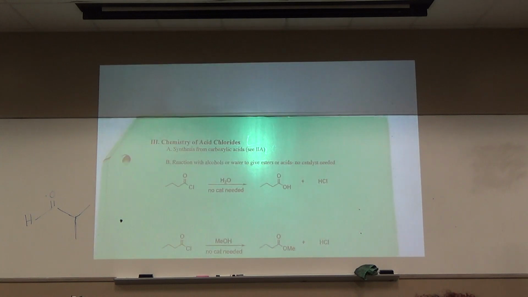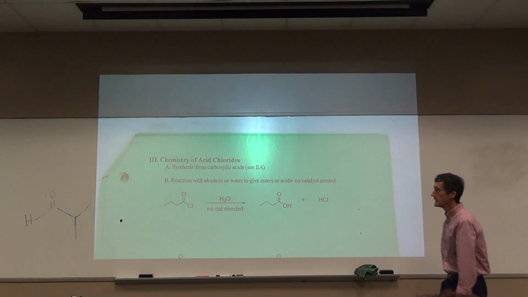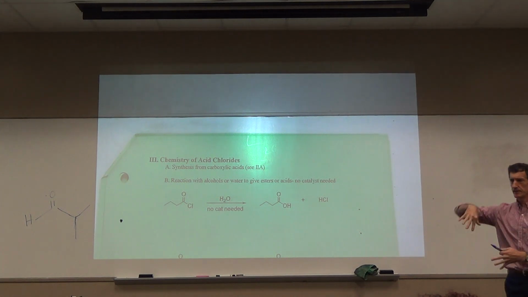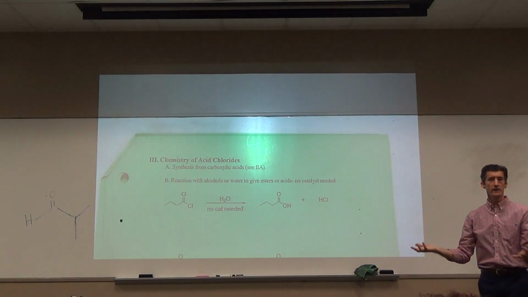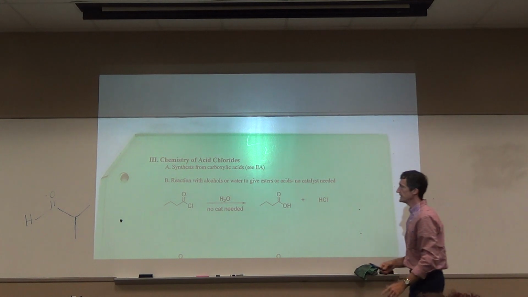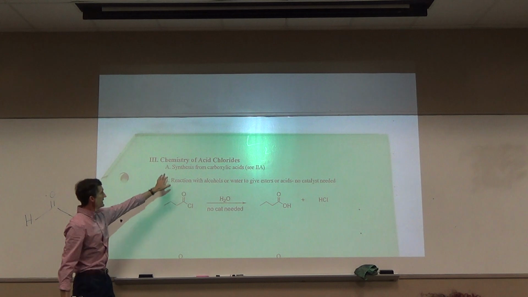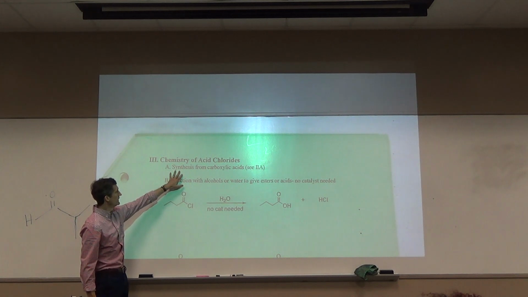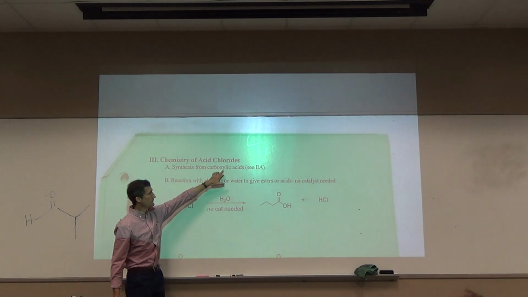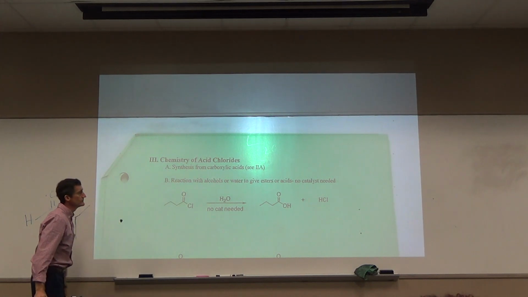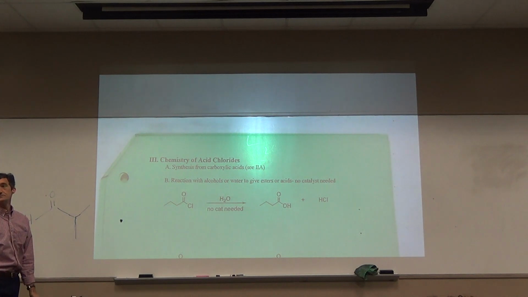Chemistry of acid chlorides. Also, some of this chemistry, this handout, will go back around and around and around. And we're like, did we just cover this? Yeah, we just did, but now we're under a different heading, because now we're focusing on acid chloride. First off, how do you synthesize them? We synthesize them from carboxylic acids, and we've already done that.